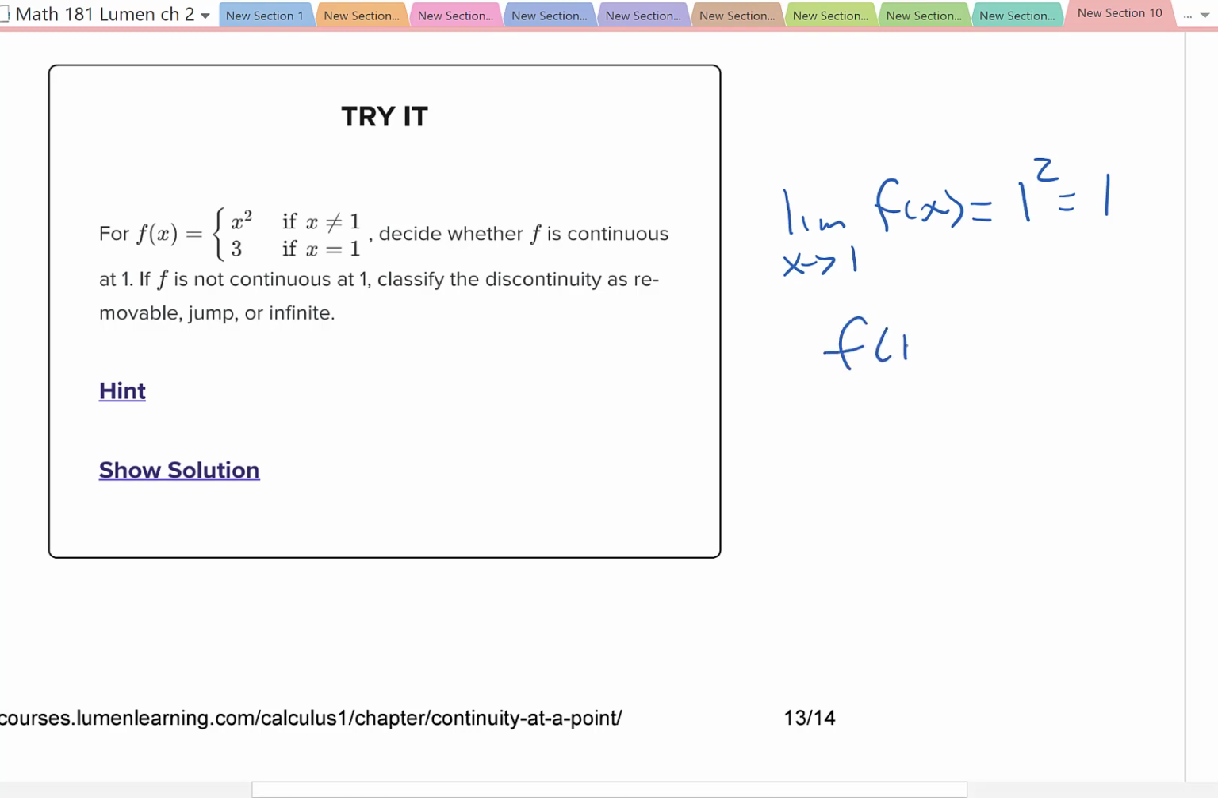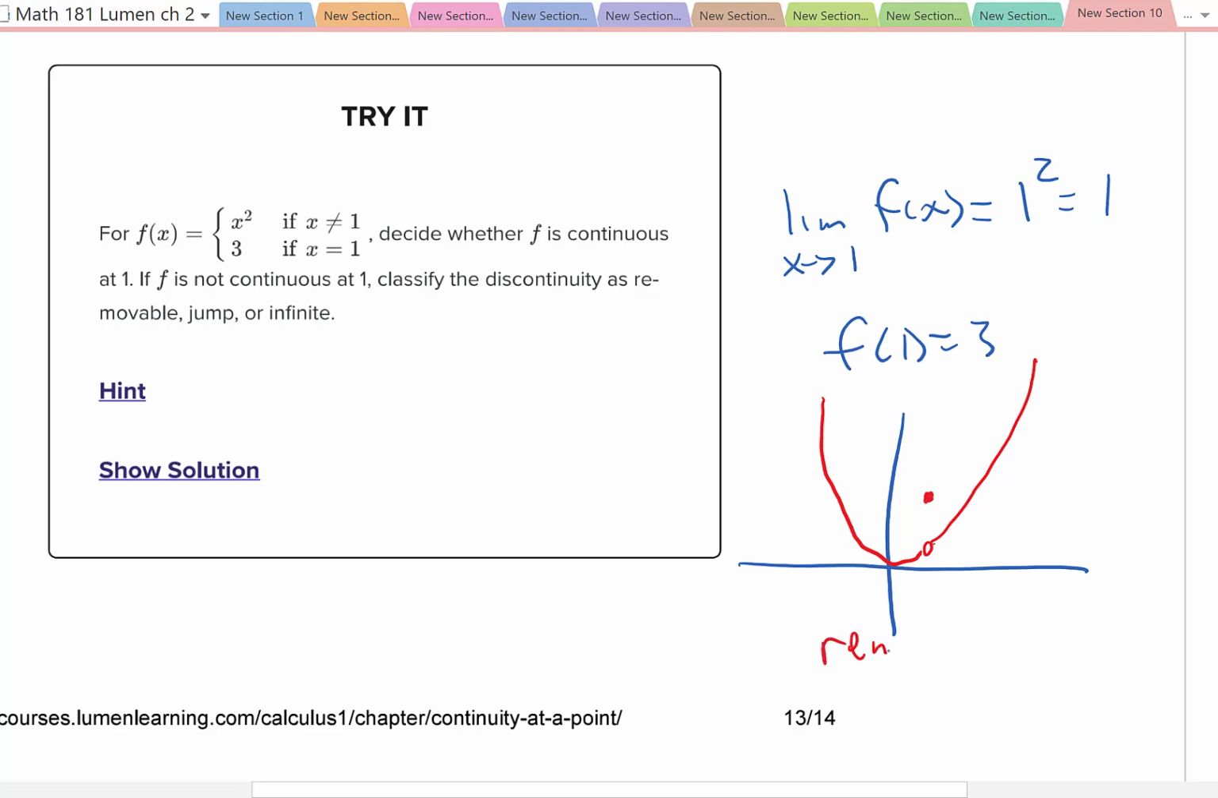Our f at 1 is defined to be 3. So what we have here is a parabola. It's coming down like this, it's going up, and then there's a hole. Then it keeps on going. And then at that 1, it's going to be up here at 3. So this would be a removable discontinuity. And that's it.